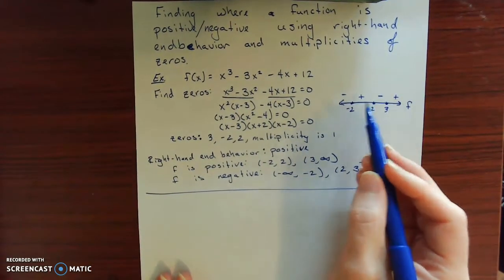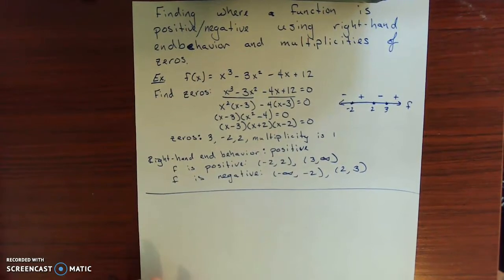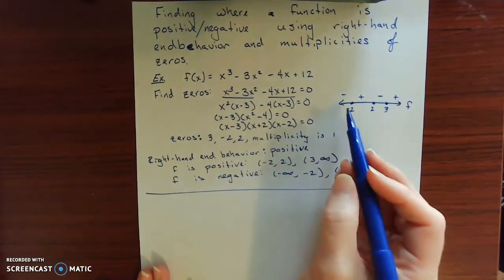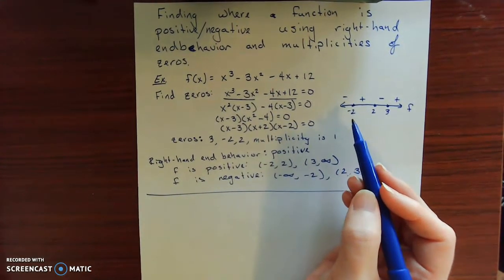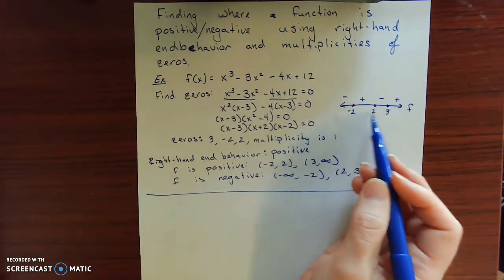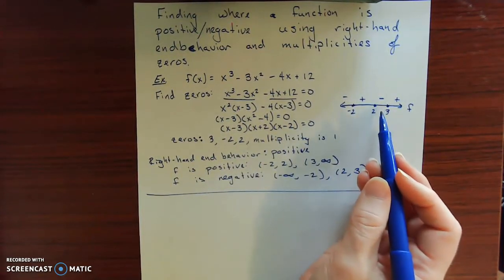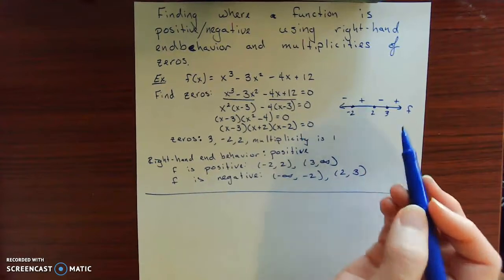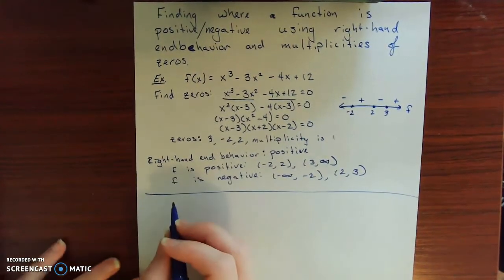So it's pretty quick to do a sign analysis for a polynomial rather than having to plug something in from something less than -2, something between -2 and 2, between 2 and 3. You'd have to work with a fraction, which is a little annoying. So this is much more efficient.